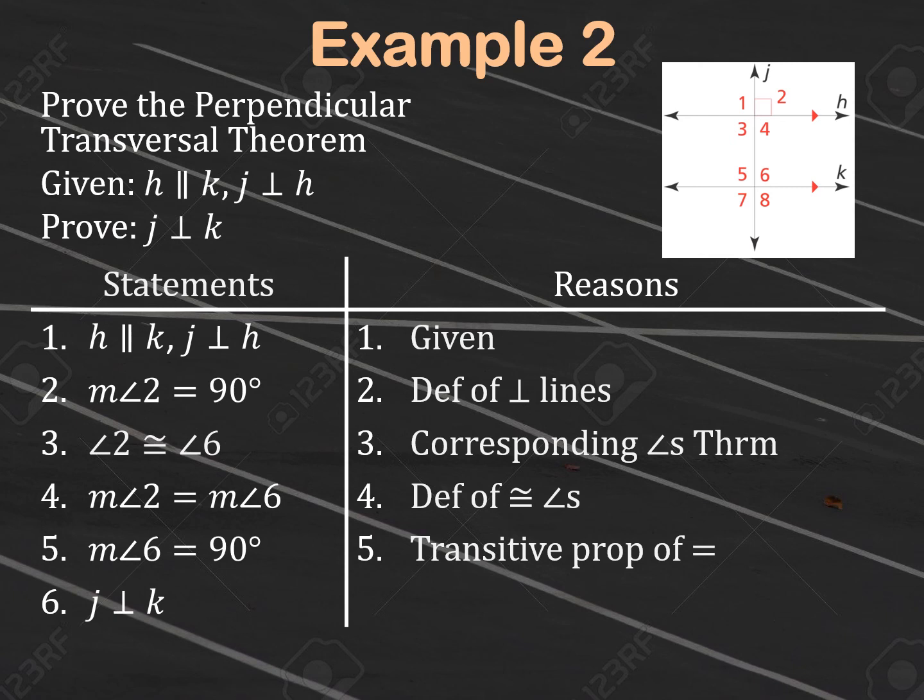Finally, J is perpendicular to K, and the reason is the definition of perpendicular lines. So the same reason as in statement 2, where we went from M2 equals 90 from J perpendicular to H. The definition of perpendicular lines says that perpendicular lines form right angles. The definition of perpendicular lines also says that if there's a right angle formed, then the two lines forming that angle have to be congruent.